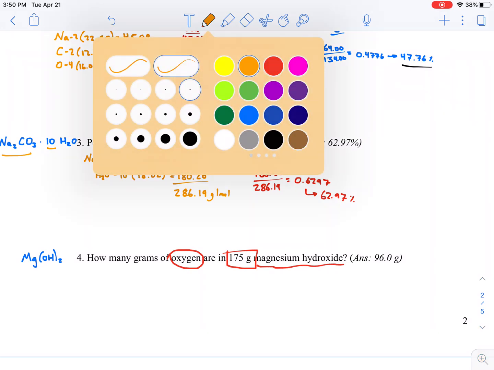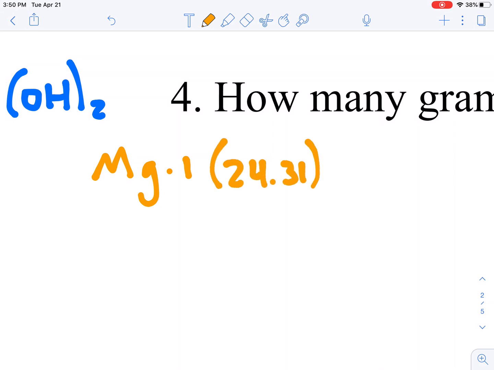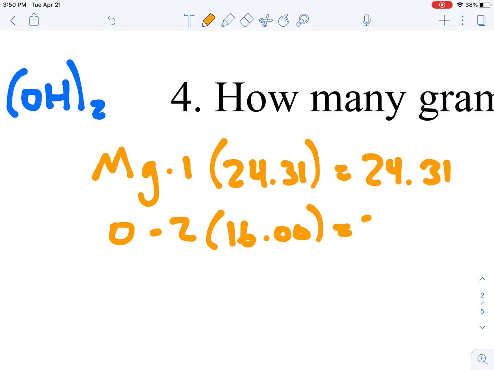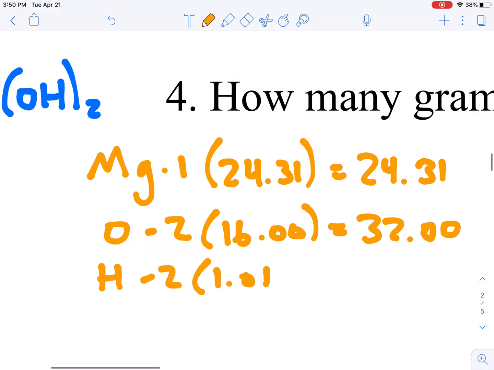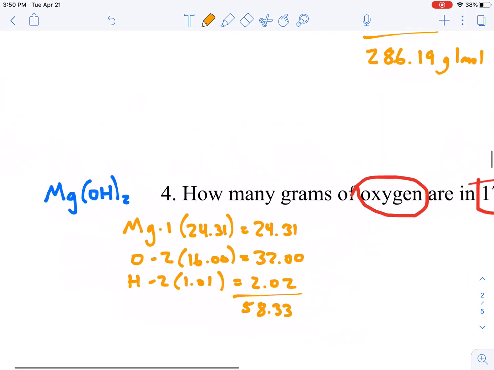So let's do what we've been doing, right? Let's find the mass of magnesium. If you look on your periodic table, you have 1 of those magnesiums, and the mass of magnesium is 24.31. So 1 times 24.31 is 24.31. There are 2 oxygens. Each one weighs in at 16.00, so that's 32.00. There are 2 hydrogens. Each one weighs in at 1.01, so that's 2.02. And if you add all of that together, you should get 58.33 grams per mole.